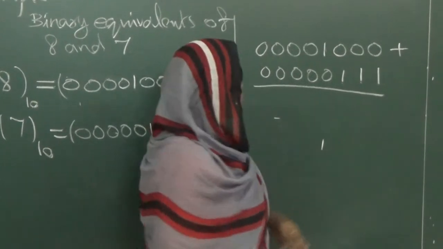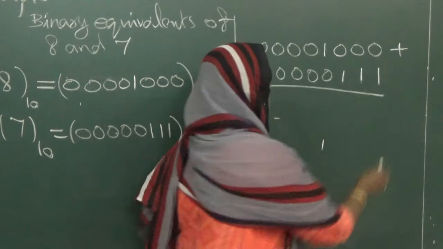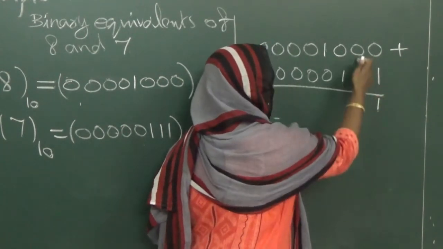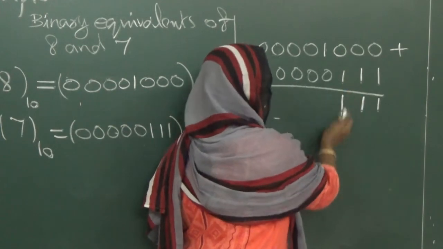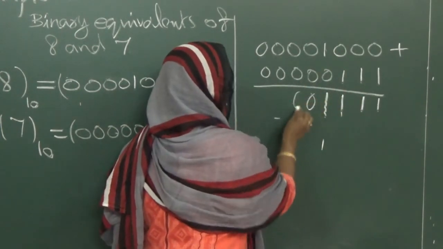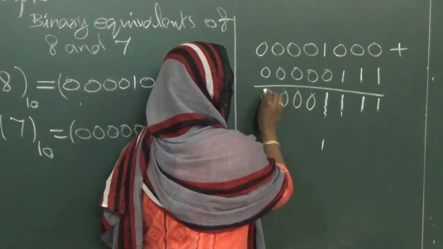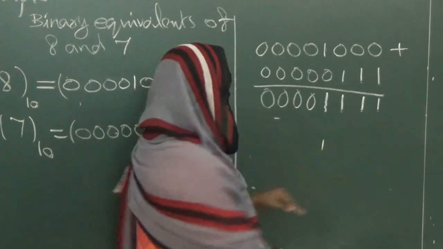Okay. Now we can apply our binary rule. 0 plus 1, 1. 0 plus 1, 1. 0 plus 1, 1. 1 plus 0, 1. All others 0 plus 0, 0, 0, 0. This is our binary equivalent output.